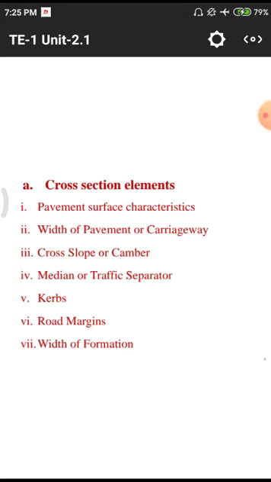Next one, width of the pavement or carriageway. Width of the pavement and carriageway are similar terms. Width of the pavement means the road has a different number of carriageways, that means one way lanes, two way lanes, three way lanes. In the previous slides we observed those one way lanes and two way lanes.